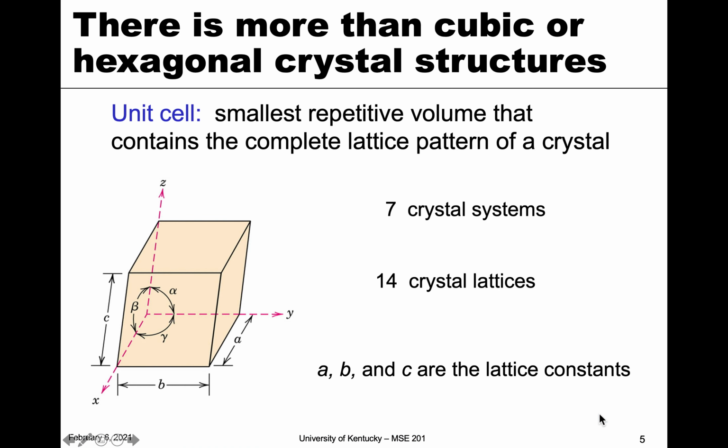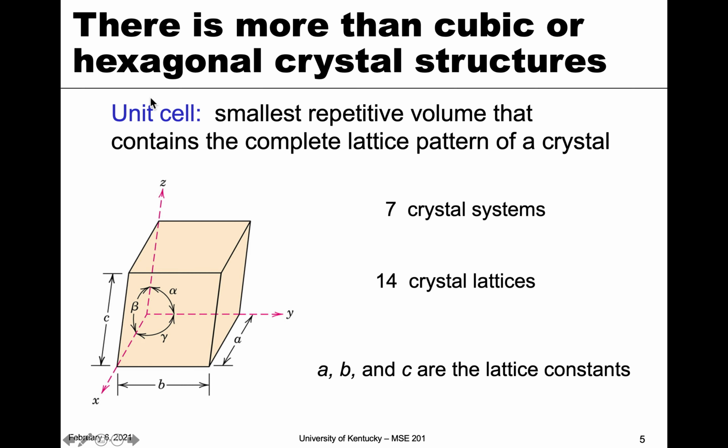So, up to this point, we've talked about cubic and we've talked about hexagonal as various geometries that we can look at in terms of crystals. But as you might have guessed, there's going to be more than just those two types of crystal systems. So let's look at some of the basics here.